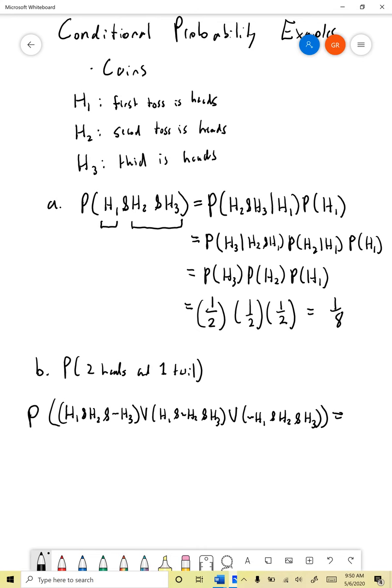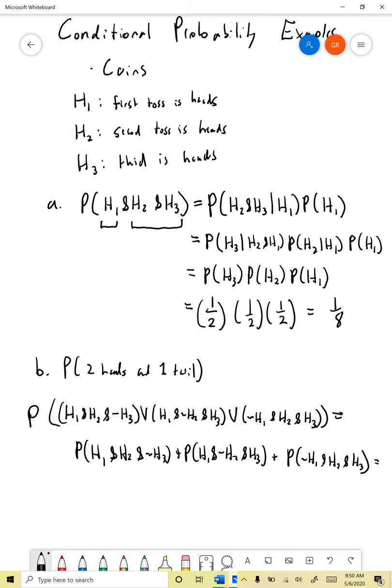But this is a disjunction where each of the disjuncts is mutually exclusive with the others. You couldn't get heads the first 2 times and then tails the third time, and also get tails the first time and then heads the next 2 times. So this is a case where we could apply additivity because each of the disjuncts is mutually exclusive. This is really just going to equal the sum of the probabilities of these disjuncts individually: the probability of H1 and H2 and not H3, plus the probability of H1 and not H2 and H3, plus the probability of not H1 and H2 and H3.